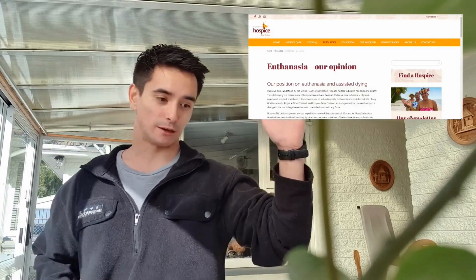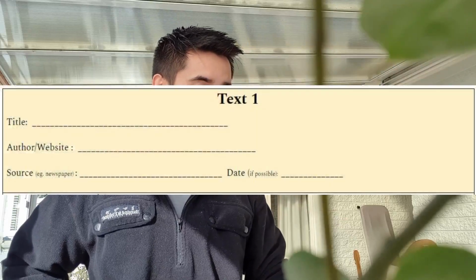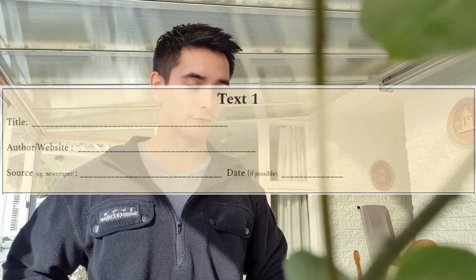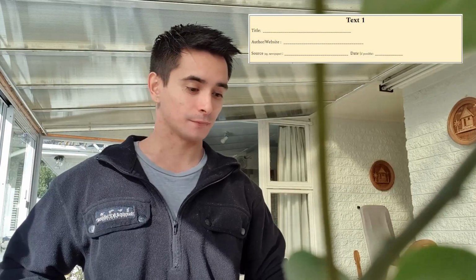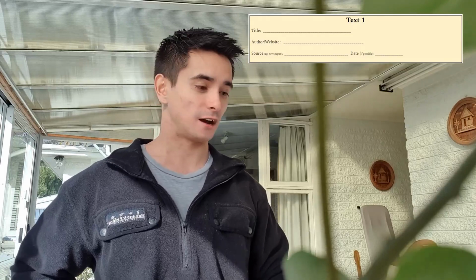Okay, so what you'd want to do is read this out and then go down here and put it into text 1. So that would be your first text. So for the title, you'd write euthanasia, our opinion, our position on euthanasia and assisted dying.